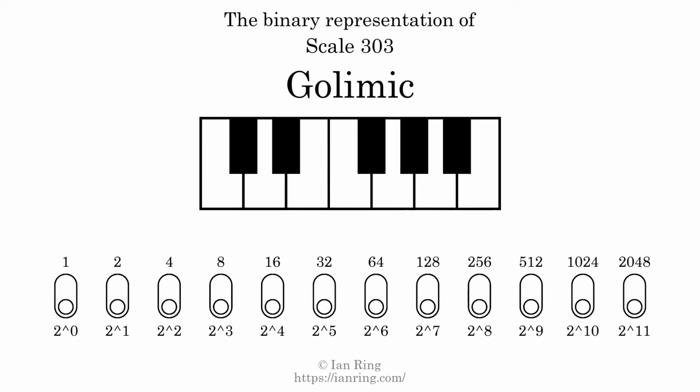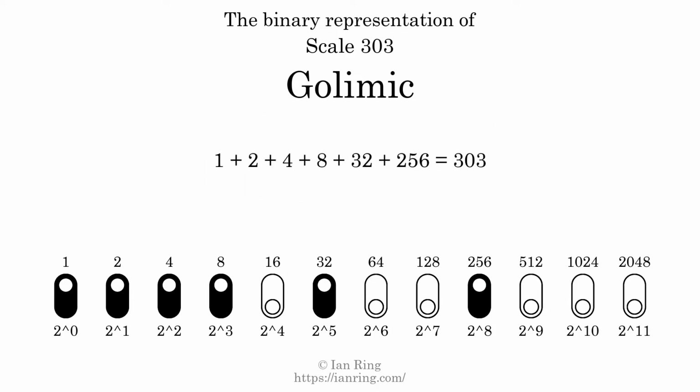The binary representation of this scale is determined by mapping tones of the scale to binary digits. Each binary digit represents a power of 2. To get the scale number, we add the powers of 2 together. The powers of 2 that are present in the scale, all added together, equals 303. That is why the scale number, in decimal, is 303.